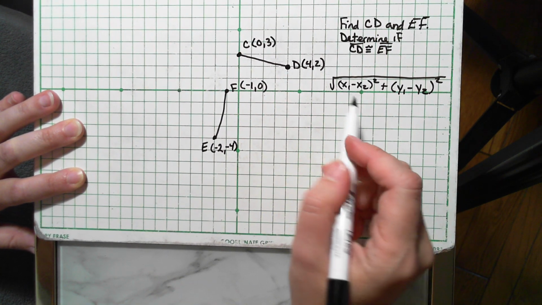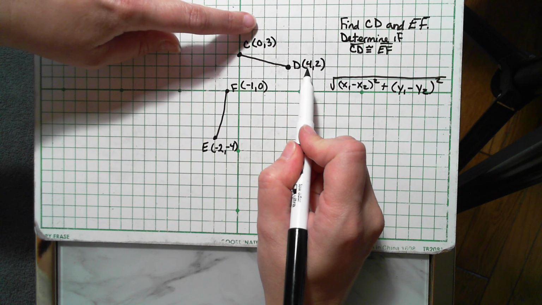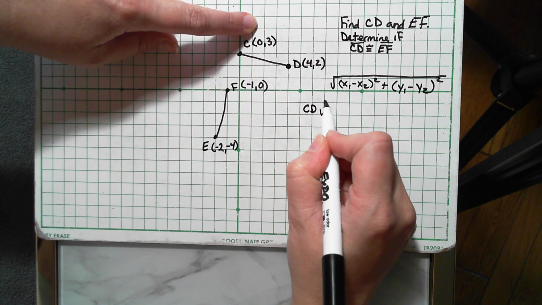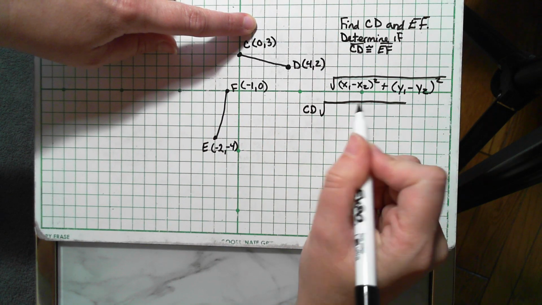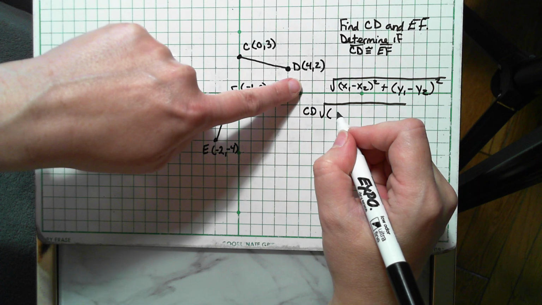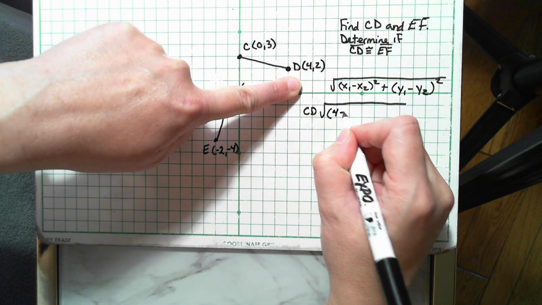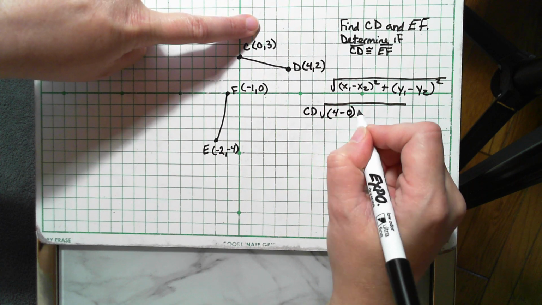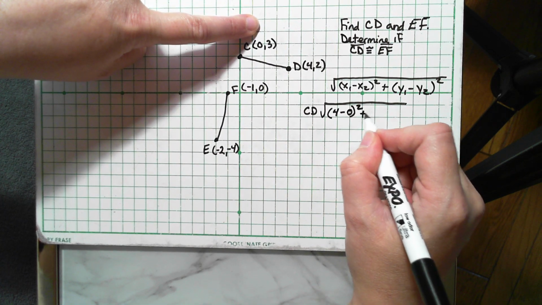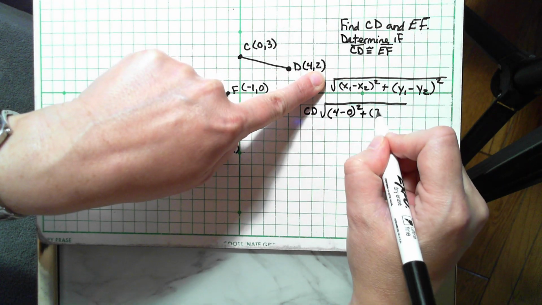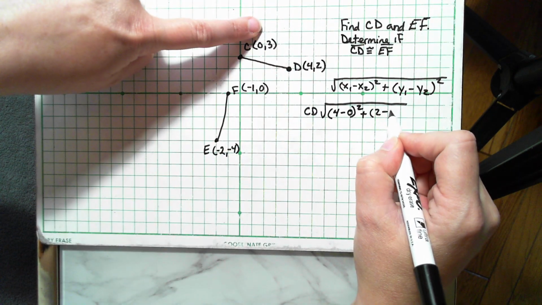Now all I need to do is I'm going to take the two x values from CD and put them in where those x1 and x2 are. And it doesn't matter which one I make 1 and which one I make 2. I'm going to make it D x1 and 0, the C point, x2. Okay, and then I'm going to do the same thing with the y value. So I'm going to take the y value from here and subtract the y value from there.